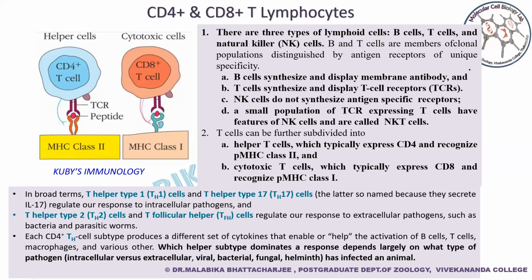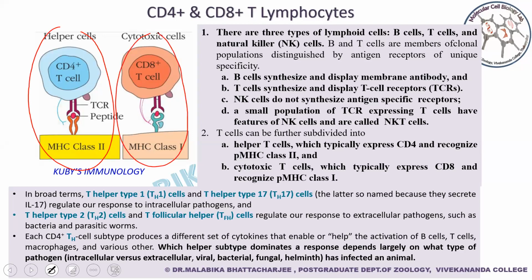So from the earlier slide, we understood that the helper cells interact with MHC class 2 molecules and the cytotoxic cell interacts with the MHC class 1 molecules. If this interaction is successful, then the cells expressing this MHC class 1 molecule will die. If this interaction is successful, then as I said, a decision is to be made whether the helper cells will proceed in the helper 1 pathway or the helper 2 pathway.